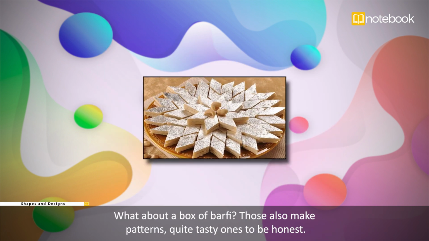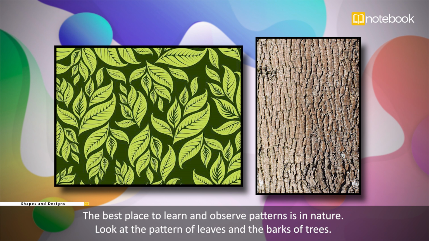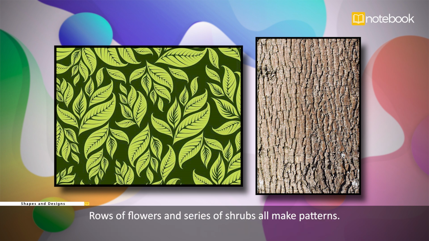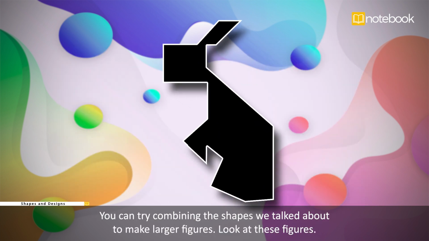What about a box of barfi? Those also make patterns, quite tasty ones to be honest. The best place to learn and observe patterns is in nature. Look at the pattern of leaves and barks of trees. Rows of flowers and series of shrubs all make patterns. You can try combining the shapes we talked about to make larger figures.